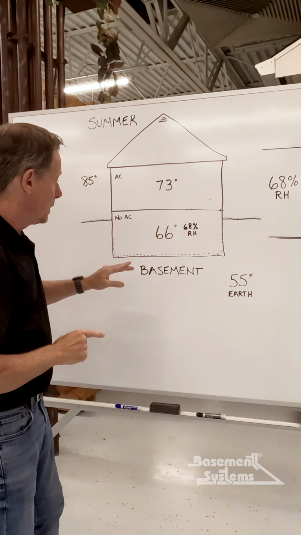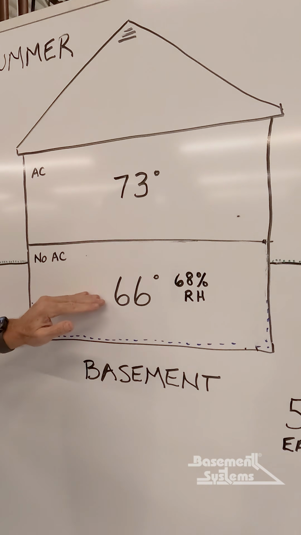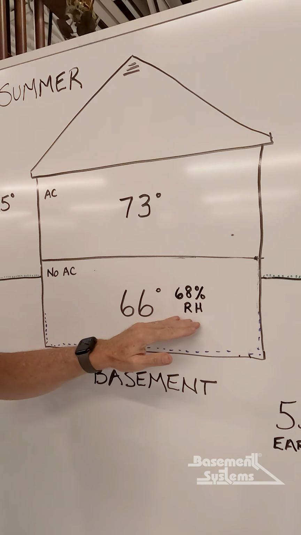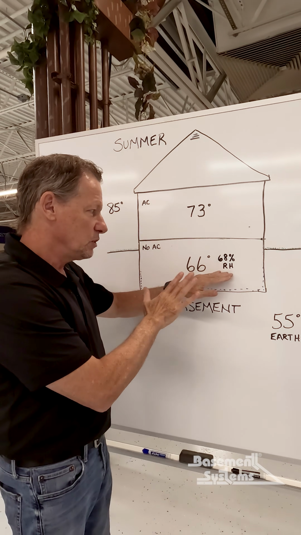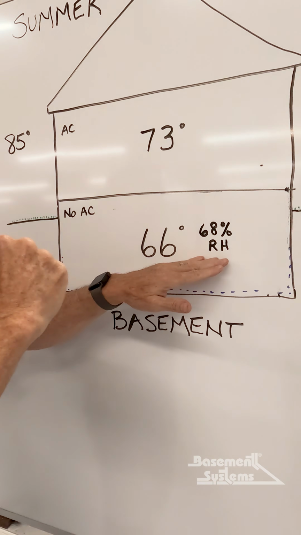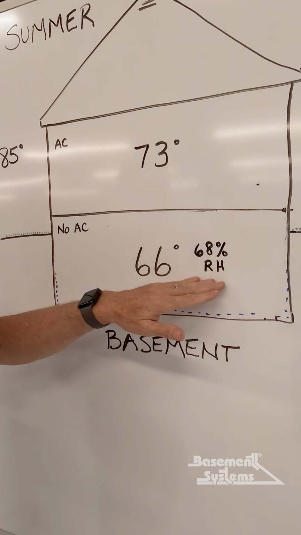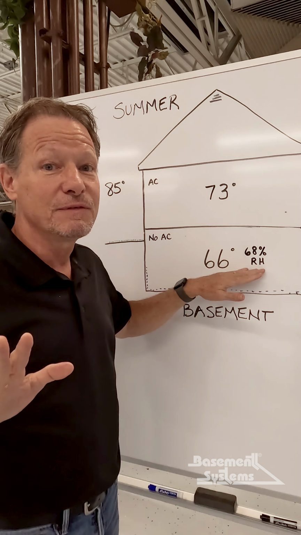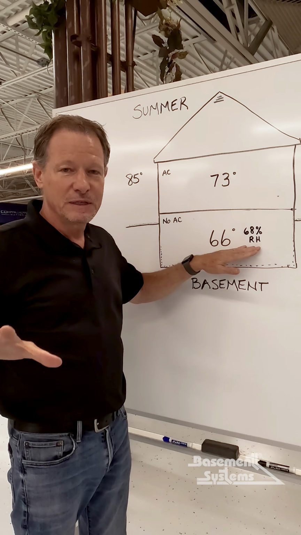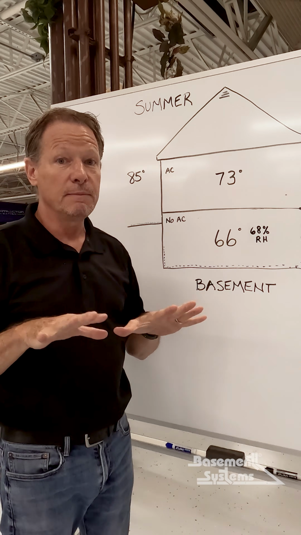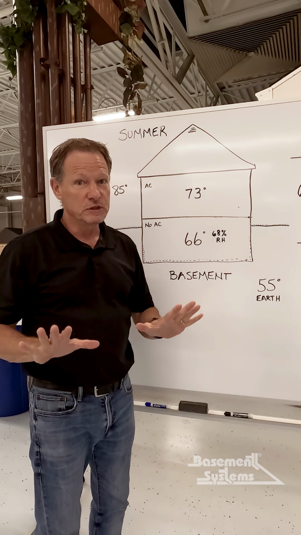But let's take a look. In a basement, if you had 66 degrees, it's cool, and 68% relative humidity, well, at 68, mold doesn't grow so much. Mold likes over 75% relative humidity, 85% relative humidity. Now, there's thousands of kinds of molds, and they grow at different relative humidities on different materials. But in general, if we can keep the relative humidity below 65, 60%, we should be good.